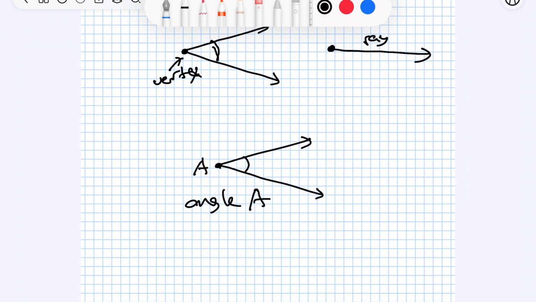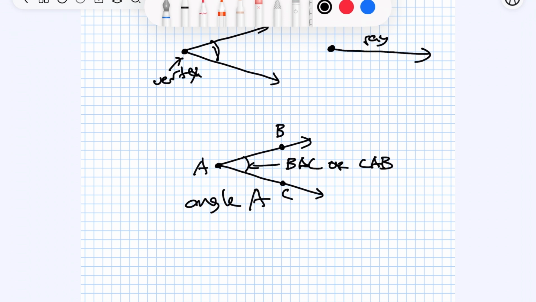You can also name it using 3 points with the vertex in the middle. For example, if we add 2 more points on this angle, say for example B and C, we can call this angle either angle BAC or angle CAB. It just has to go in order from points on the sides of the angle through the middle of the vertex of the angle.